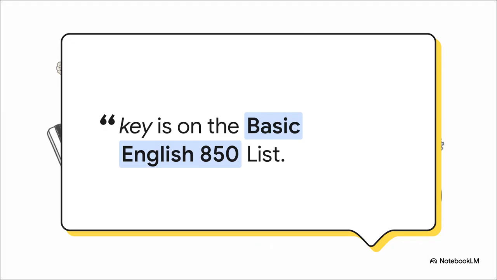So the word we're talking about is key, and get this, it's on the Basic English 850 list. That's a specially chosen collection of just 850 words that are considered enough for all your everyday communication. I mean, think about that for a second. Out of hundreds of thousands of words in English, key made the cut. So what on earth makes it so special?